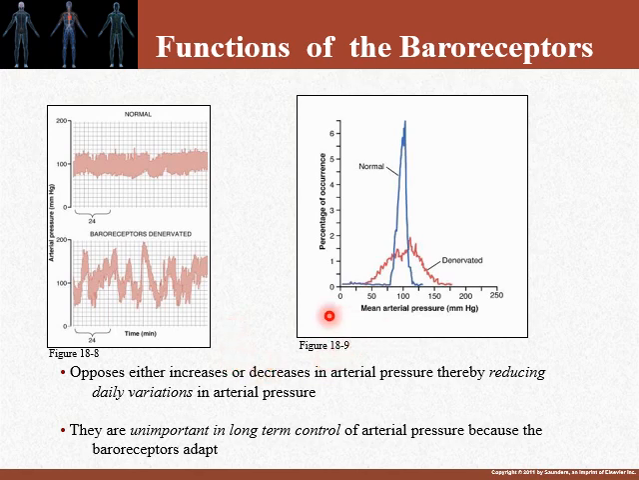So in this experiment, and it is done on dogs, we measure mean arterial pressure during the day, during different activities, and for each value of mean arterial pressure, we measure how many times or percentage that this value occurred, percentage of occurrence. So the blue curve represents normal baroreceptor reflex. We have done nothing to the baroreflex. It is intact, the nerves intact, the baroreflex شغالة.